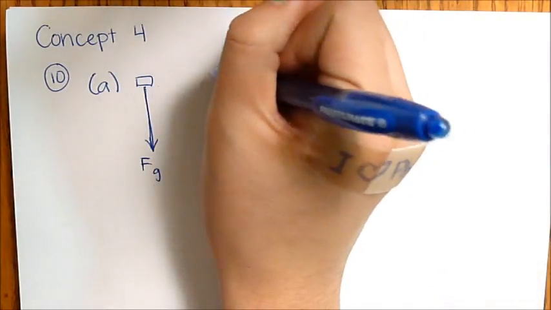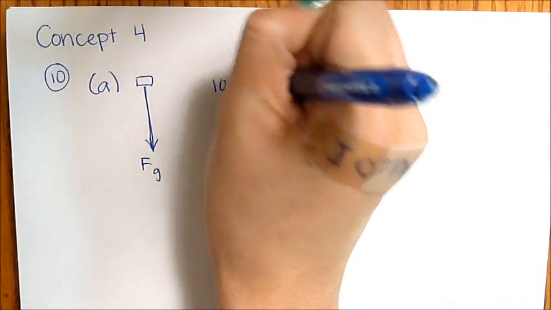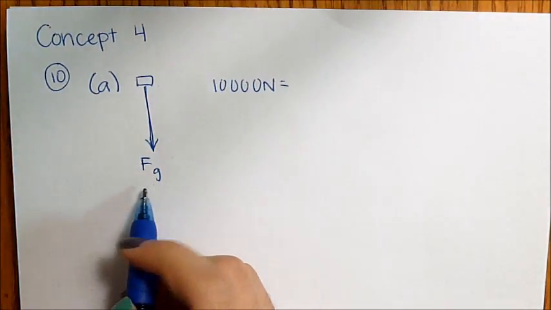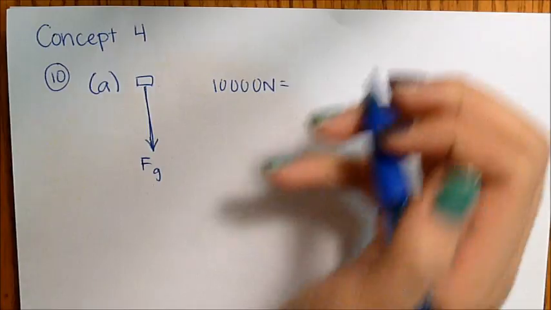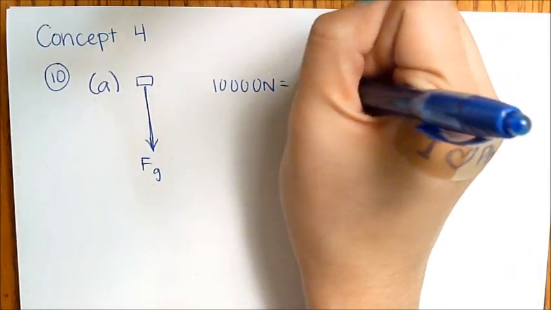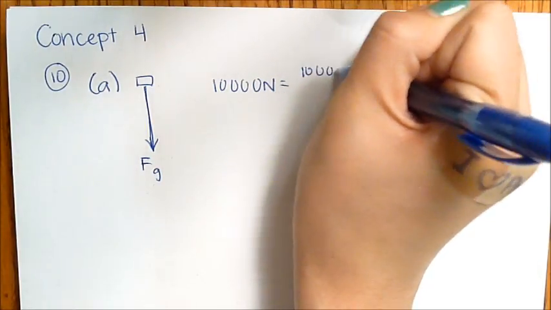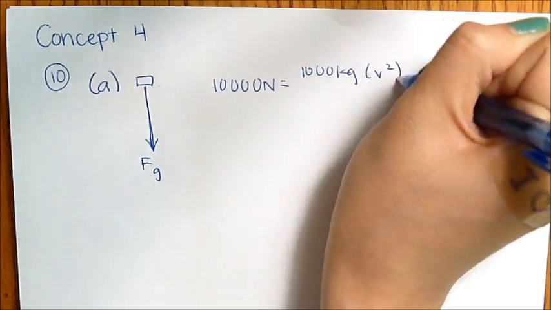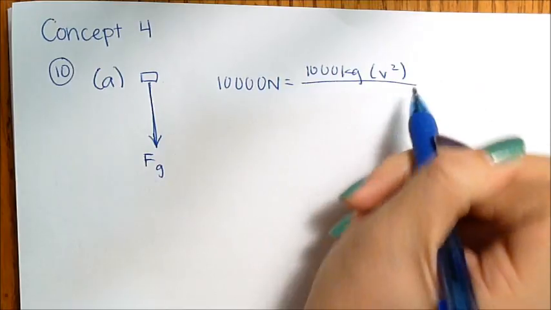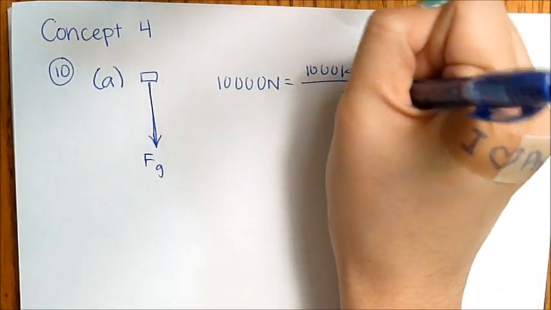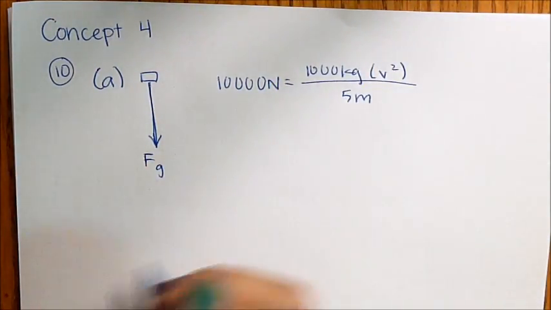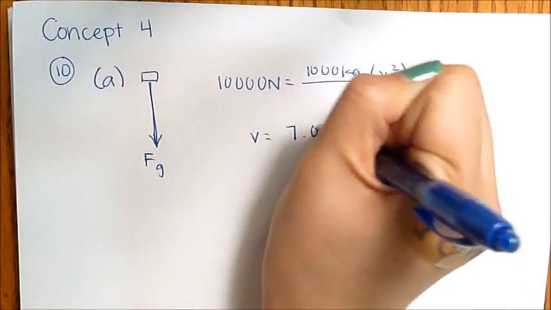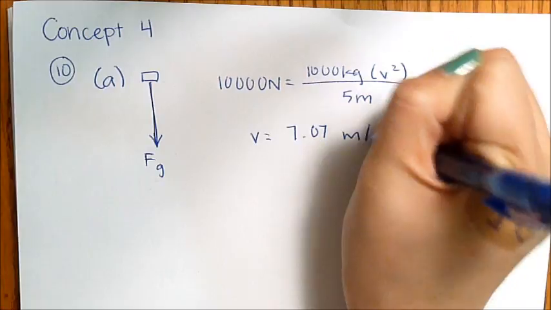So your force gravity is going to be 10,000 newtons because the mass is 1,000 kilograms. And this is equal to the mass times the velocity squared all over the radius, which is 5 meters. Then your velocity comes out to be 7.07 meters per second.